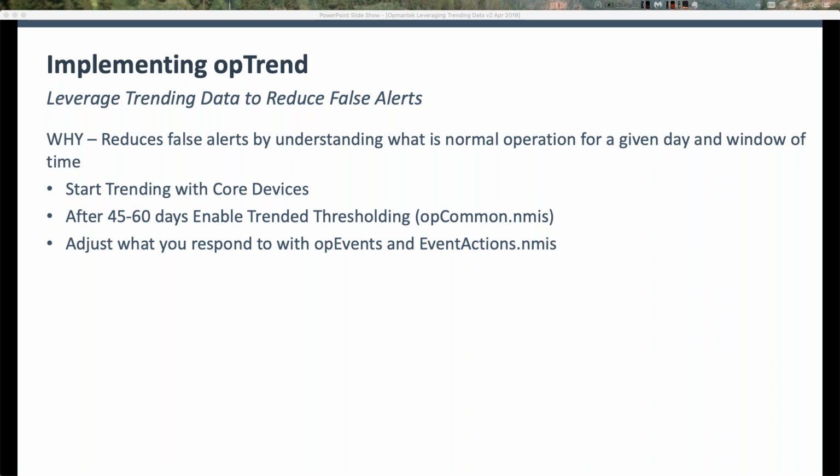The reason we recommend waiting is that opTrend is looking at one-hour increments on a day-by-day basis. So if you only have two or three weeks of data, you've only got two or three data points for each day. The more data that you capture, the better able opTrend is to understand what's normal operating conditions for that device across a wider set of parameters and usage. At that point, you would then adjust how you respond and what you respond to with opEvents using the eventactions.nms file. We're going to take a look at that.